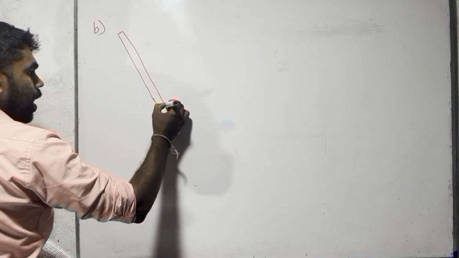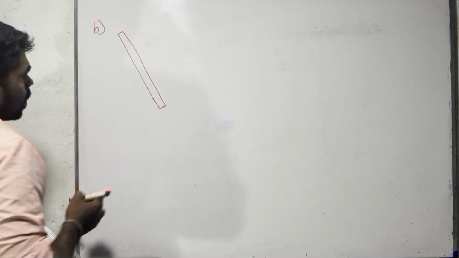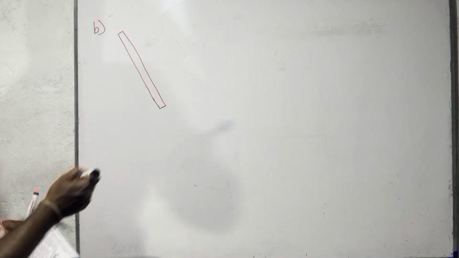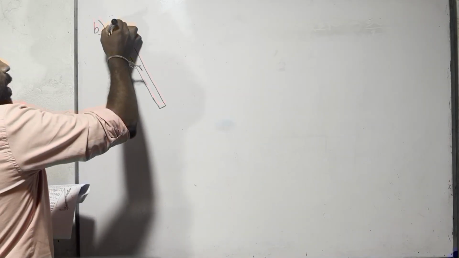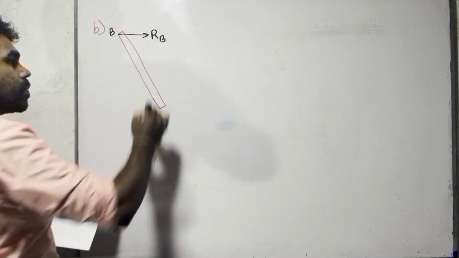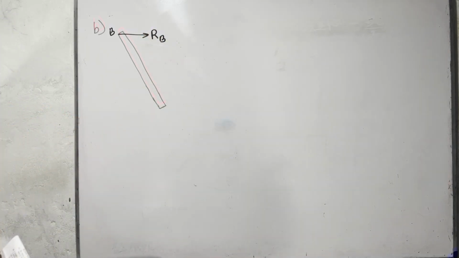Don't draw the man or any other object, wall or floor. Just draw the ladder. Then we have to mark forces. This point is B. Reaction at B is RB. It is a smooth connection. They have smooth contact. Therefore, there is no frictional force at B.